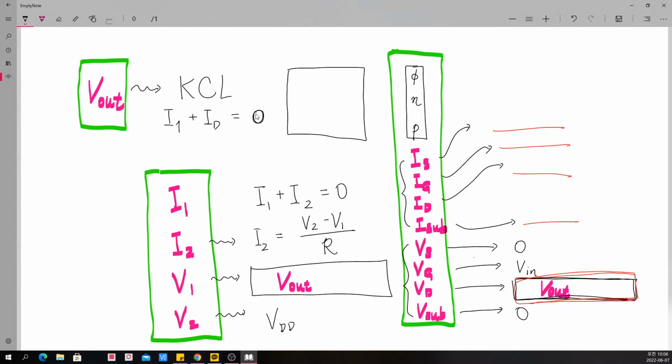So of course the point is this one: how can we get this I1 and ID? Why don't we have I2? Why don't we have IG? Of course, it is only because this out node is generated from the connection between our resistor's first terminal and our transistor's drain terminal. So the connectivity information is given here.